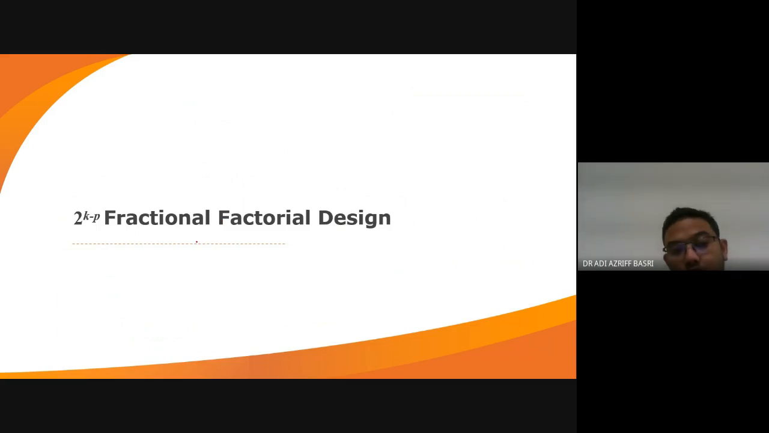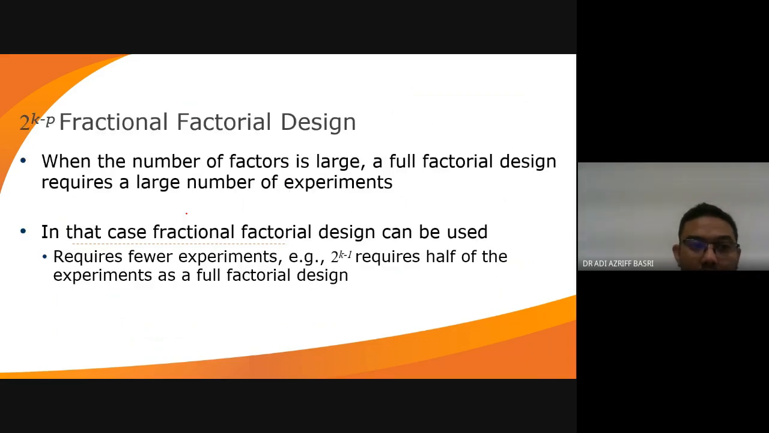Now, the 2^(k-p) fractional factorial design. 2^(k-p) fractional factorial designs are used when the number of factors is large. A full factorial design requires a large number of experiments, so in that case, a fractional factorial design can be used. You remember, it uses a subset, so it requires fewer experiments. This is the main objective. A 2^(k-1) design requires half of the experiments of the full factorial.